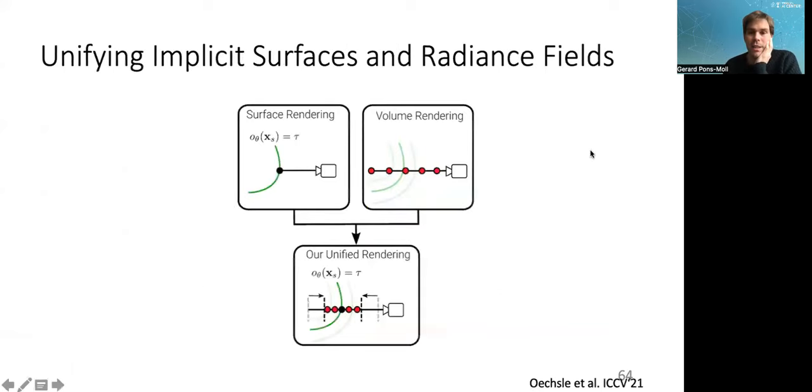So this is the basic idea of this UNISURF. Essentially, you have here the surface rendering, which requires intersecting the ray with the surface and finding this occupancy O of the point XS where it's at the threshold. This is the same as what we saw in the neural implicits lecture. And with volume rendering, instead, we have this ray marching and this integral along the ray. So the key idea here is to progressively make the volume rendering converge to surface rendering. So basically, you will consider a small interval where you will integrate along the surface, and you will make this interval progressively smaller and smaller.